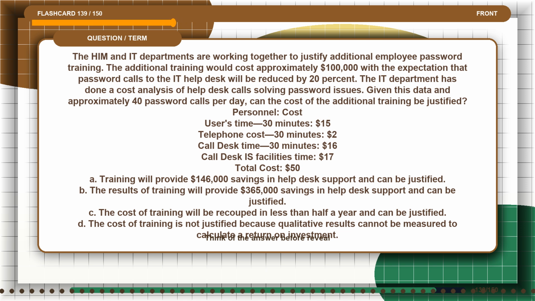B. The results of training will provide $365,000 savings in help desk support and can be justified. C. The cost of training will be recouped in less than half a year and can be justified. D. The cost of training is not justified because qualitative results cannot be measured to calculate a return on investment. Think of the answer before the reveal.